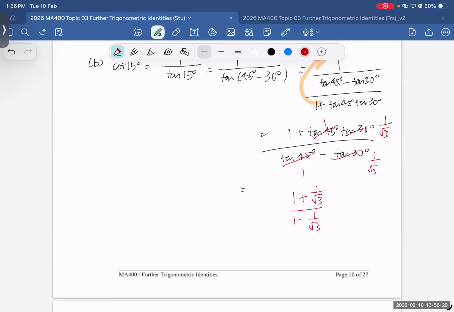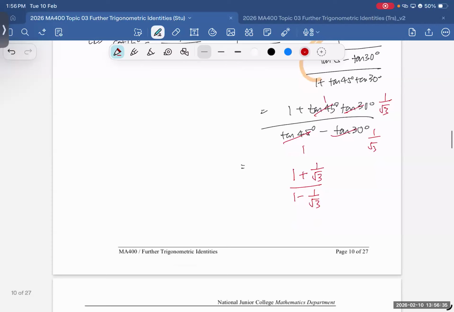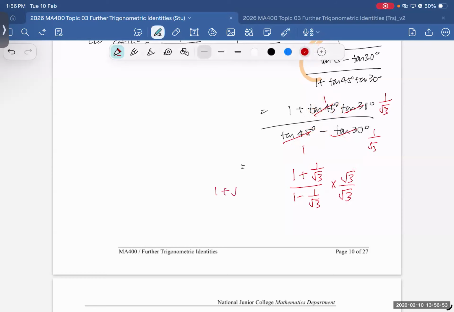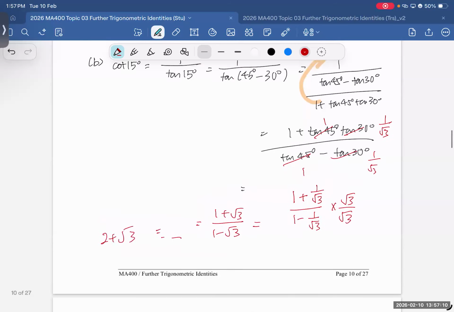Personally, when I see a fraction, somehow I get very uncomfortable. What do I do? Simple, multiply by the denominator I see. Square root 3 times 1, I get square root 3. Square root 3 times square root 3, I get 3. So my expression becomes 1 plus square root 3 over 1 minus square root 3. Then you rationalize the denominator. Solve, you should get 2 plus square root 3. Okay?